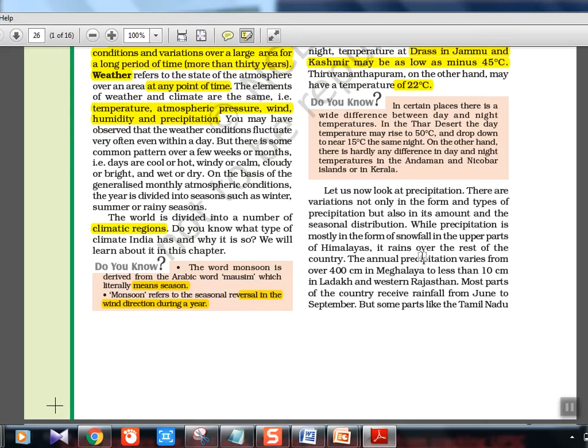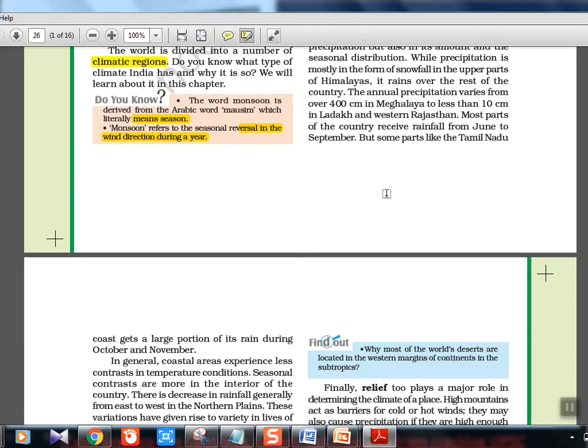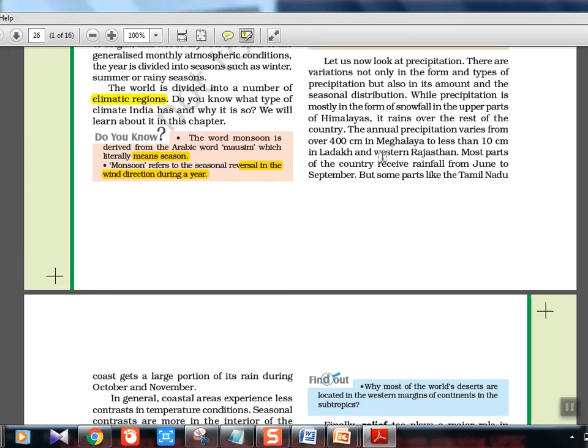So there is a wide difference, like I told, even within the same place. In the Thar desert, in the daytime it is 50 degrees, but at night it is 15 degrees. So that variation within a single place, you should also know. Like Andaman and Kerala are still okay, there is no huge difference between day and night. But there are places in India having this much contrast. So you should know India has a lot of variety of climatic regions. Till now we saw temperature; now they are telling about rain. You see 400 centimeters in Meghalaya, 10 centimeters in Ladakh.